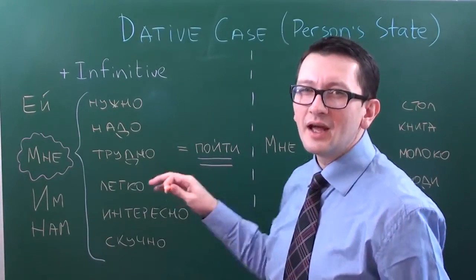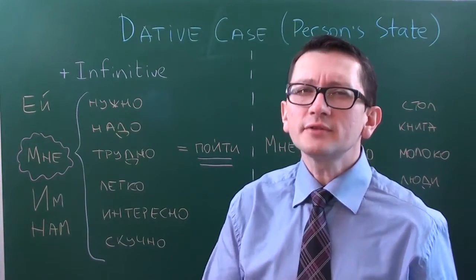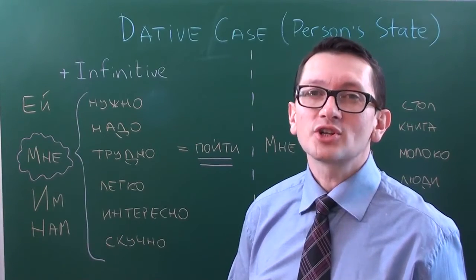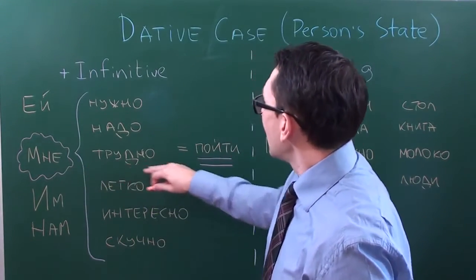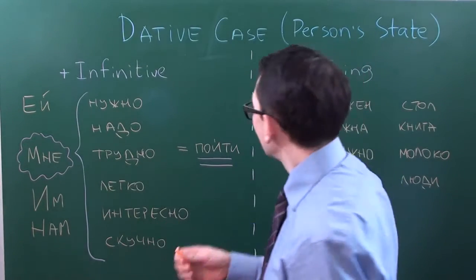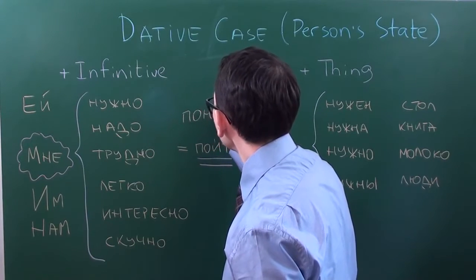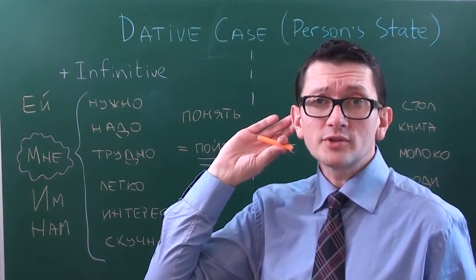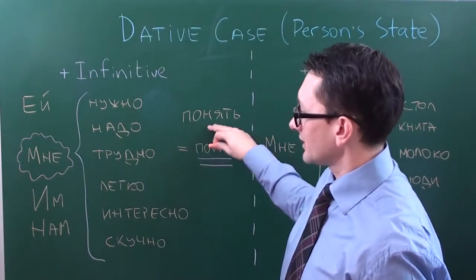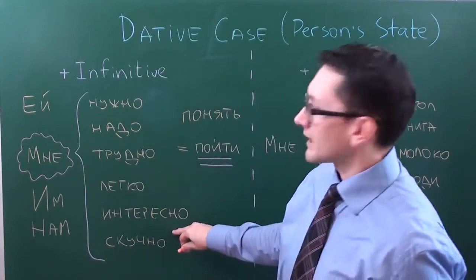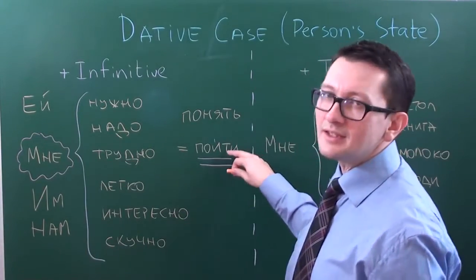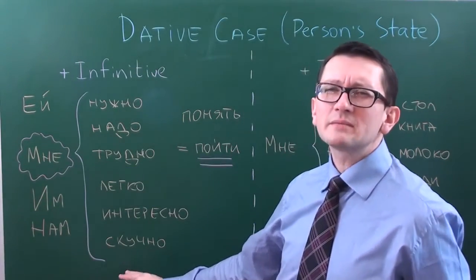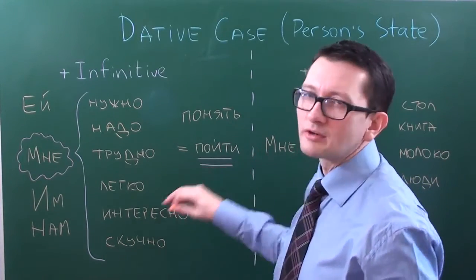Нам трудно пойти. Or you may want to say, it's difficult for me to understand. And in here, most likely you would use the construction of the dative case. Мне трудно понять. Okay, to understand. Мне трудно понять. Okay? Мне трудно услышать. It's difficult for me to hear. Or мне легко понять. It's easy for me to understand. Мне интересно. Wow, that's interesting. Мне интересно пойти туда. It's very interesting for me to go there, for example. Мне скучно. It's boring. Yes, it's boring for me to go there, for example.